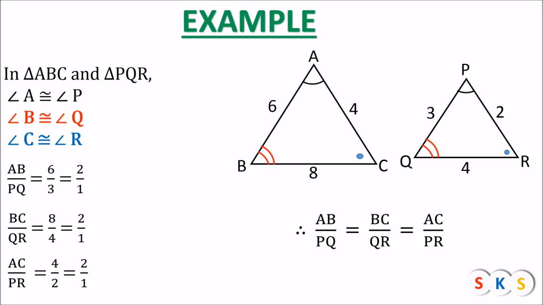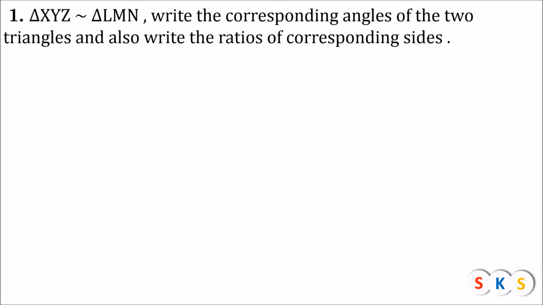Here we have question number 1. Triangle XYZ is similar to triangle LMN. Write the corresponding angles of the two triangles and also write the ratios of corresponding sides. So what is given here? Two triangles are similar. And what do we have to write? Corresponding angles and the ratio of corresponding sides. Let's see the solution of this question.